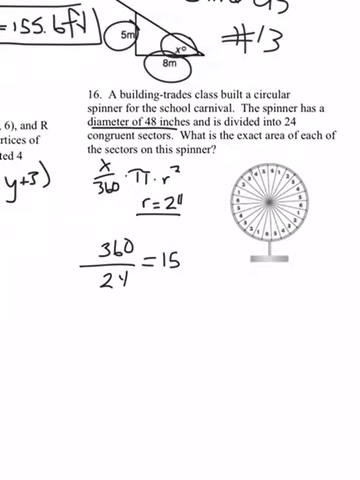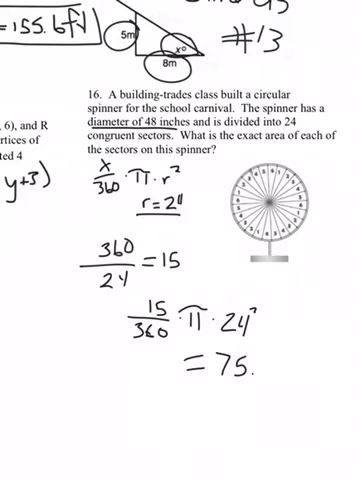So we're going to do 15 over 360 times pi times 24 squared. So that should give us 75.4. Alright, second page down, many more to go.